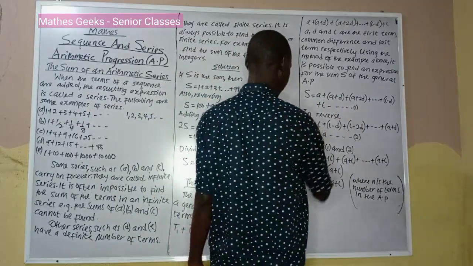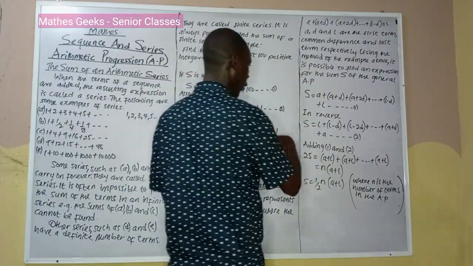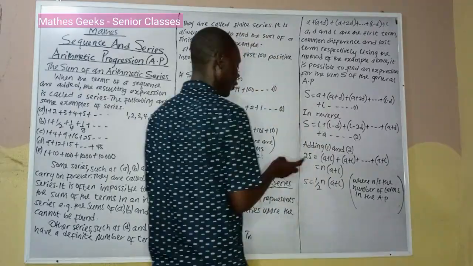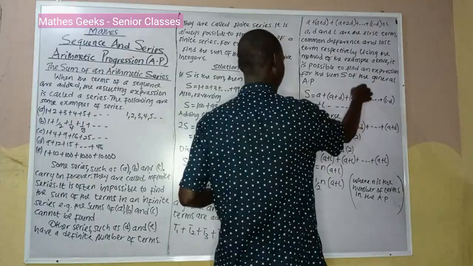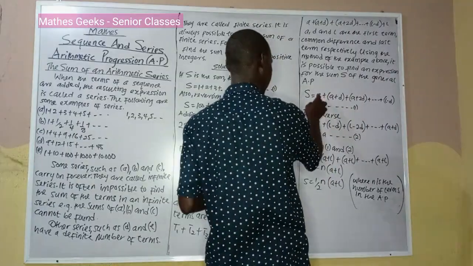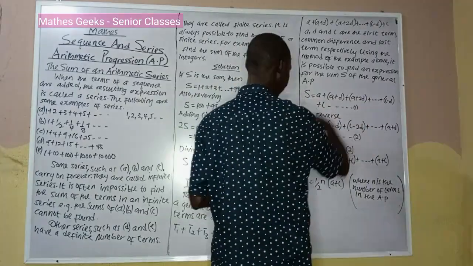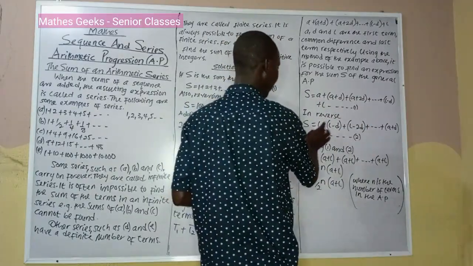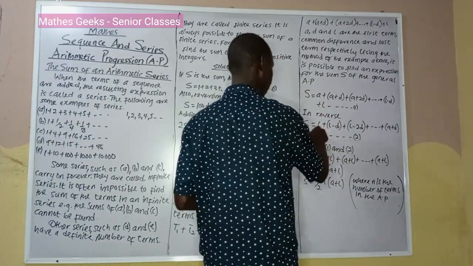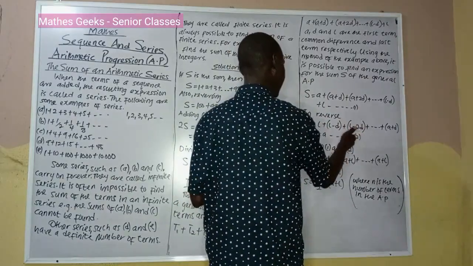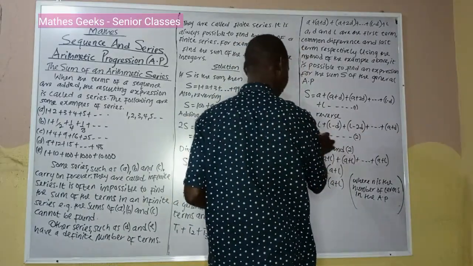Then if we reverse the order of the terms, here we started from the first term, so now we want to start from the last term down to the first term. So in reverse, it's L, which is the last term, plus the term before the last term, plus the term two terms before the last term, down to the second term and to the first term.